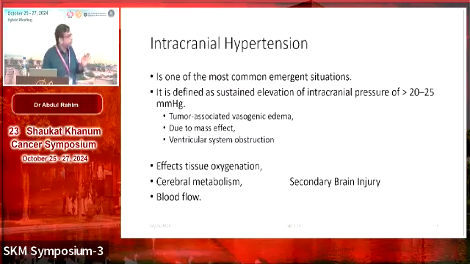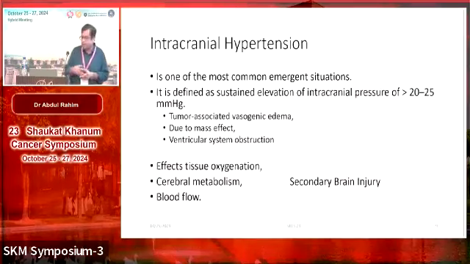Okay. One of the very emergent, very common problems that we see, especially with the CNS tumors, is intracranial hypertension. It is, I would say, the most common problem that we face across. It is defined as when the intracranial pressure is around 20 to 25. Why is it important? Because it affects the oxygenation of the brain. It affects cerebral metabolism. It causes abnormality in the blood-brain barrier. What would happen then? Secondary brain injuries would occur, and this would complicate and lead to long-term consequences.